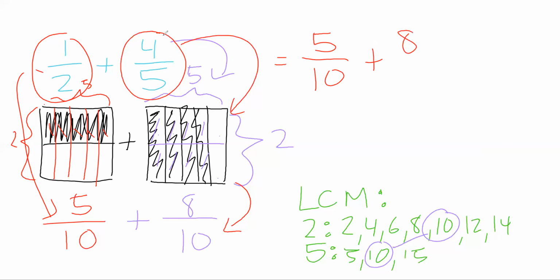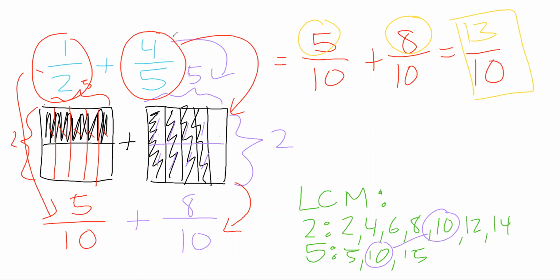Here's the rule. Denominator stays the same. Add your numerators, right? Add those up. So 5 plus 8, that's 13. And there's my answer. It's 13 tenths. And again, we can convert this into a mixed number, which would be 1 3 tenths. Both of these are acceptable answers. I'm going to keep putting that out there. But for now, if you can get to 13 tenths, you're good.